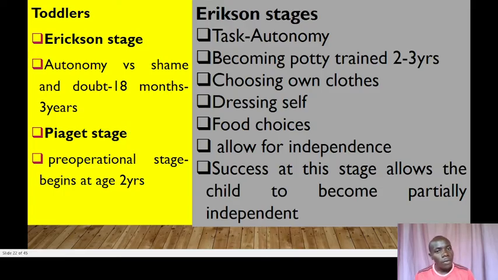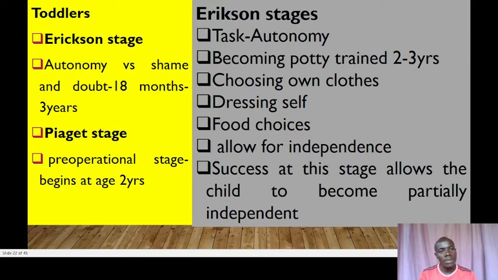For Erikson, the task here is autonomy. Children need to become independent. They want to be trained, which happens within the 2 to 3 years. They want to choose their own clothes. They would like to dress themselves. They like to at least be given food choices, so that this allows for some kind of independence.